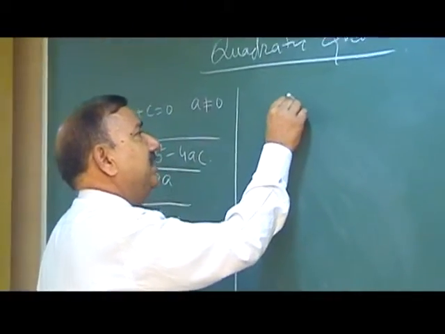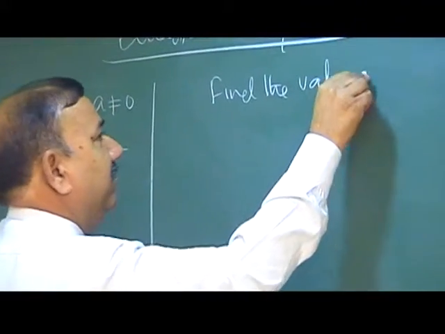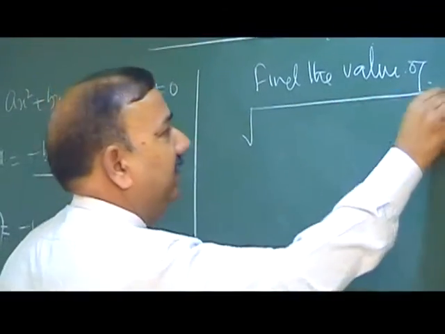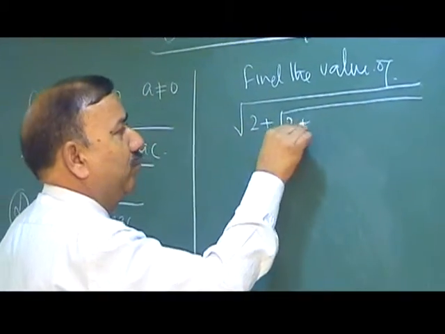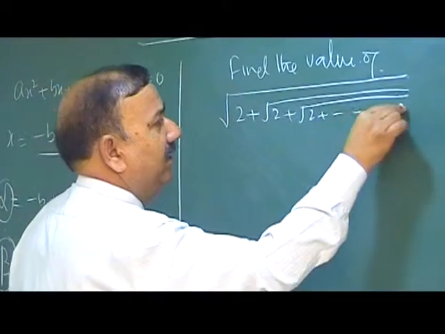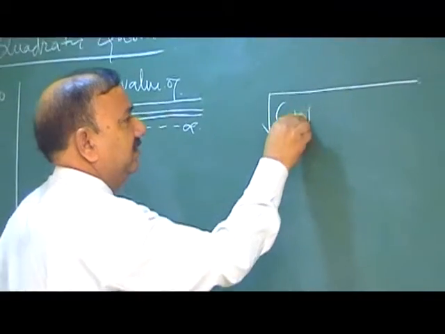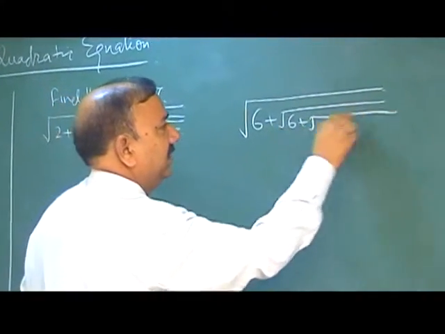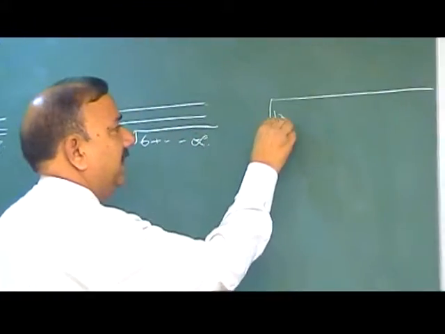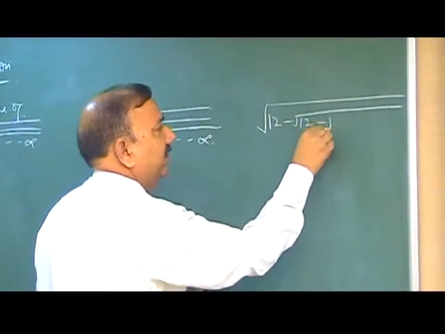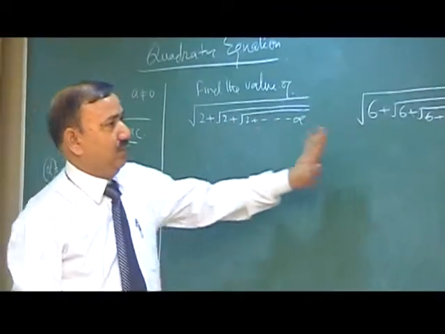Like, the question is, find the value of this: under root 2, under root 2, under root 2 up to infinity. We have another question, under root 6, under root 6, under root 6 up to infinity. Another question, under root 12, under root 12, under root 12 up to infinity. We want to find the solution of such questions.